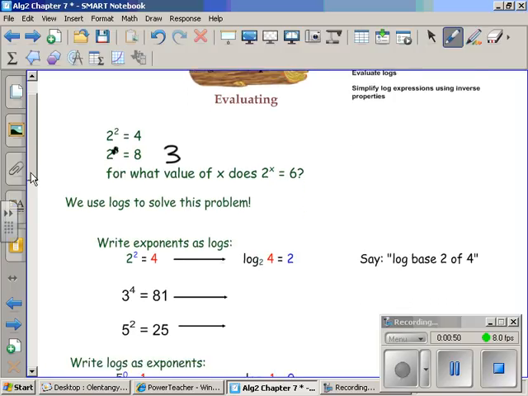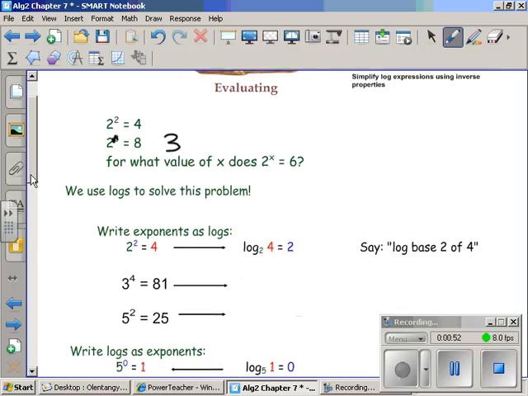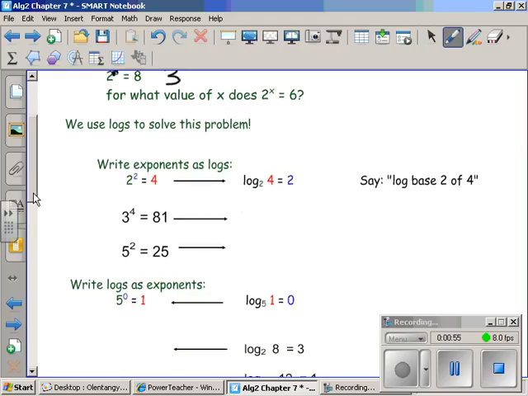But before we do that, I want to start really simply by just writing exponents as logs and logs as exponents. Okay, so if you look at the color coding here, the base of the exponent is the base of the log. The answer to the exponent problem goes here, and the exponent itself is the answer to the log, because like we keep saying over and over, logs are exponents. The answer to a log problem is an exponent.